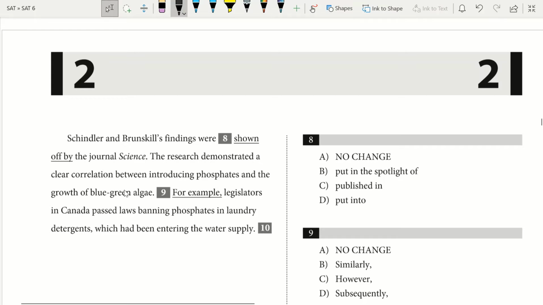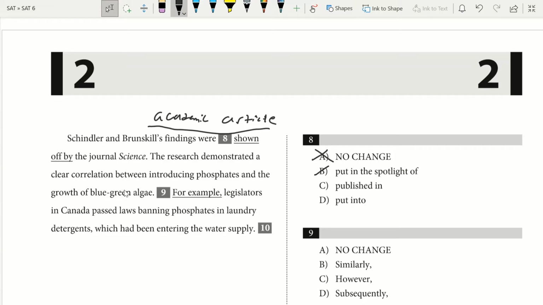Schindler and Brunskill's findings were shown off by the journal Science. Well, "shown off by" is not a good way to say it, right? That's kind of not academic, right? And this is an academic article. So when we're doing an academic article, we want all our words to be academic. "Shown off by" is not, right? That's kind of something you'd say to your friend. Or say if you were at like a 5th grade talent show, right? So we can go ahead and say no change is wrong.